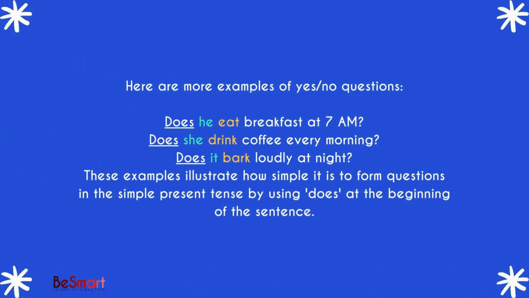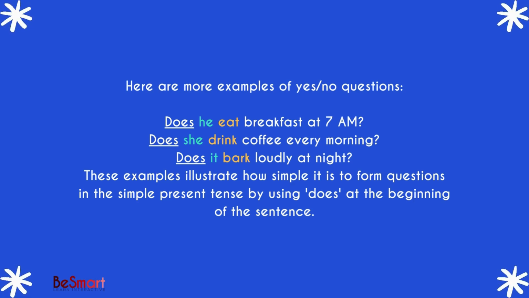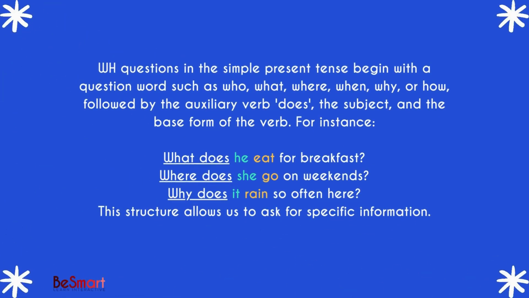Does he eat breakfast at 7 a.m.? Does she drink coffee every morning? Does it bark loudly at night? These examples illustrate how simple it is to form questions in the simple present tense by using does at the beginning of the sentence. WH questions in the simple present tense begin with a question word such as who, what, where, when, why, or how, followed by the auxiliary verb does, the subject, and the base form of the verb.